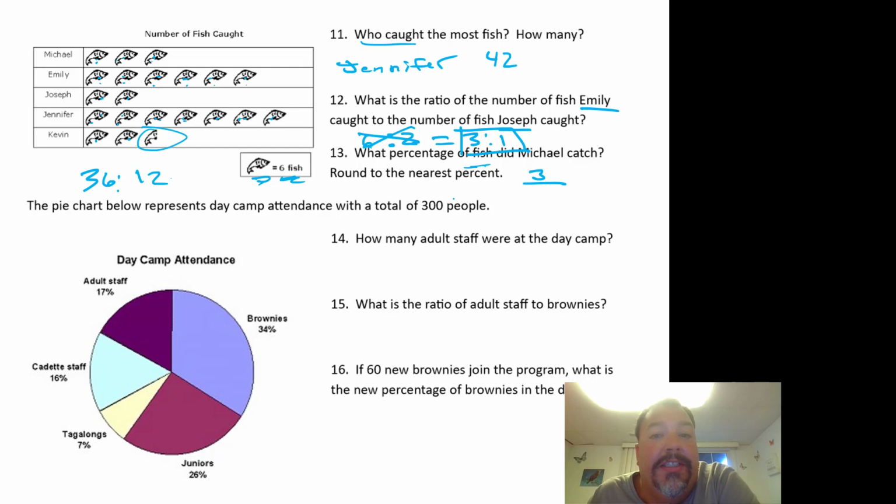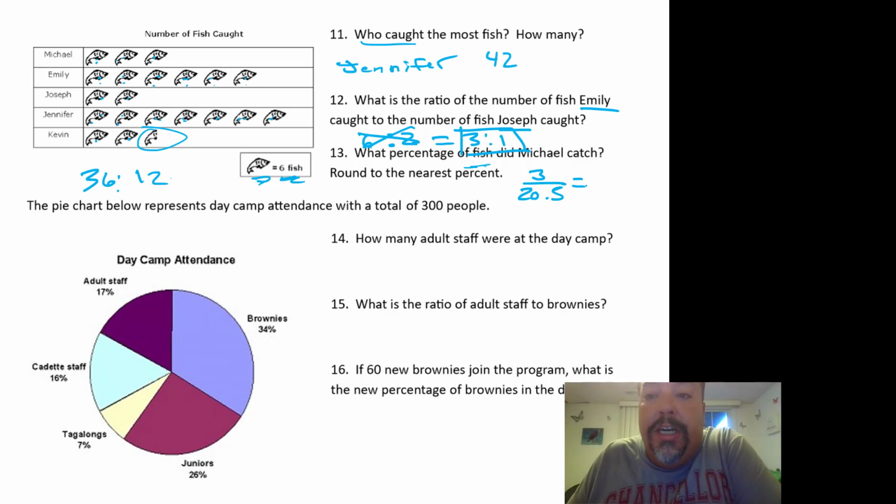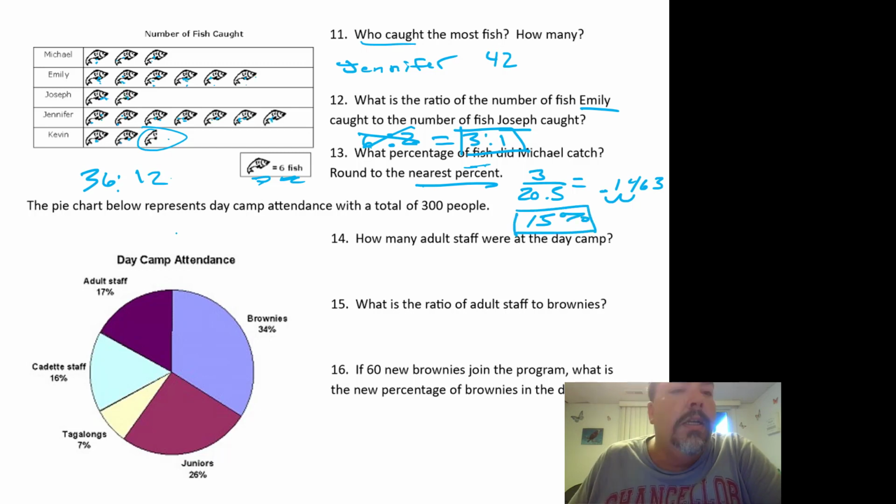Oh, and what is this? This is a half, so 20.5. And we want to make sure we reduce that. 3 over 20.5 comes down to 0.1463. And we're going to write that as a percent. It says to the nearest percent. So it's going to round to 15%. We will move the decimal and round it.